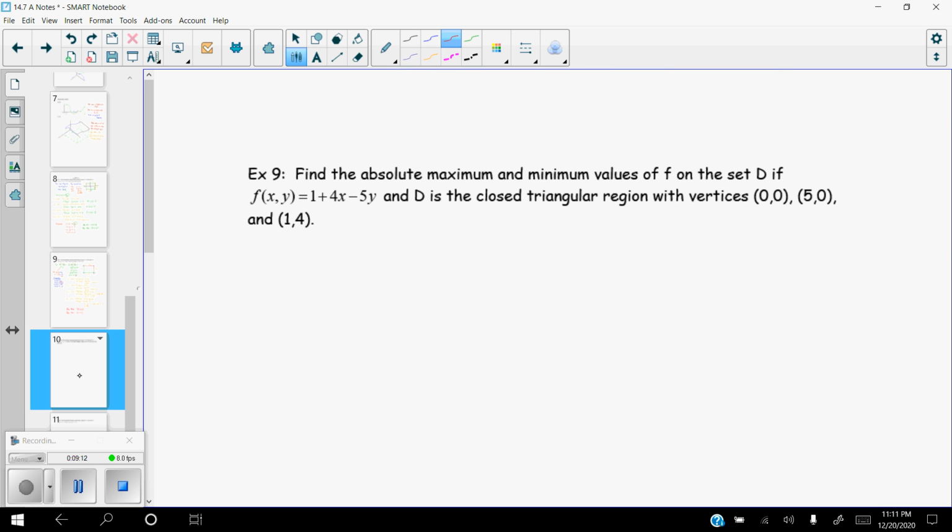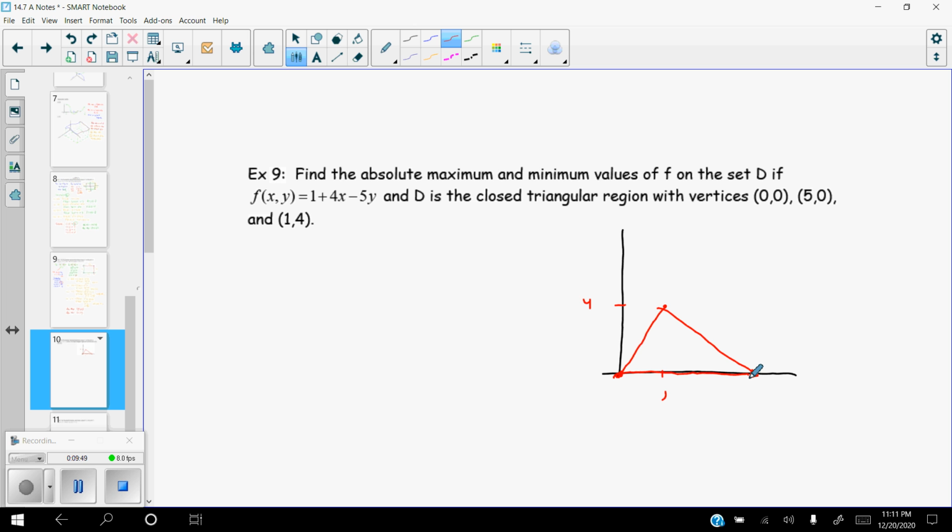All right, I'll be lucky to keep this under 30 minutes. We'll see. Find the absolute max and absolute min values of f on the set D, where D this time is defined as a triangular region. So this one's definitely a little bit different, with the vertices of the triangular region at (0, 0), (5, 0), and (1, 4). So this is our triangular region here for our domain.